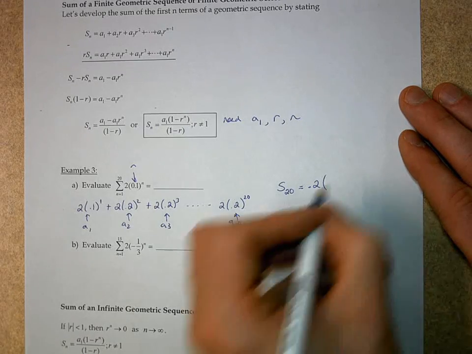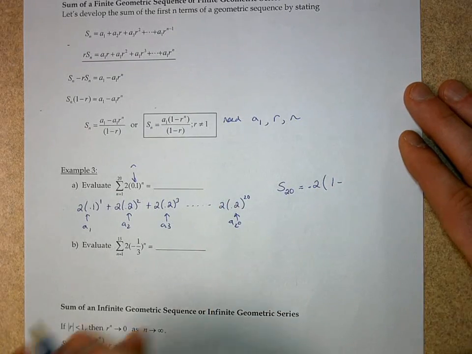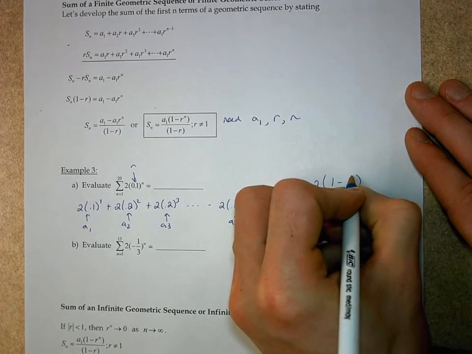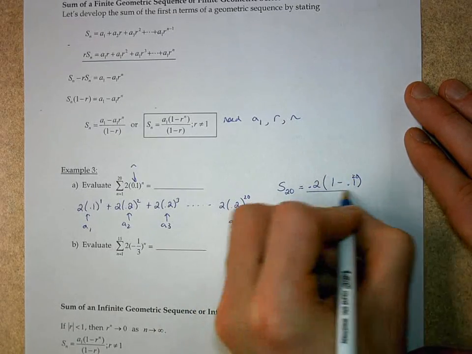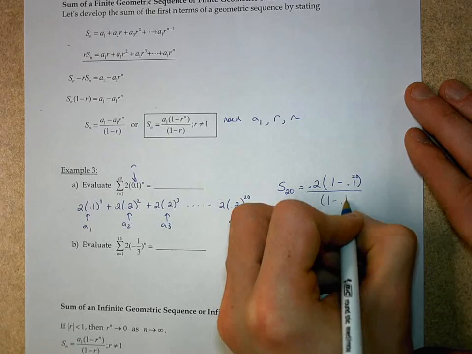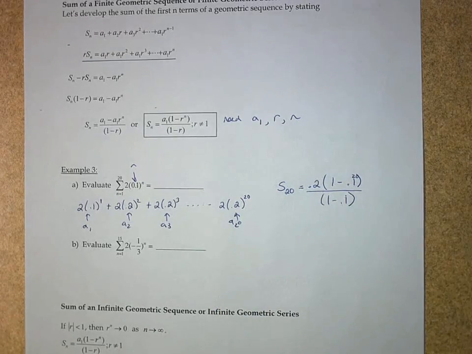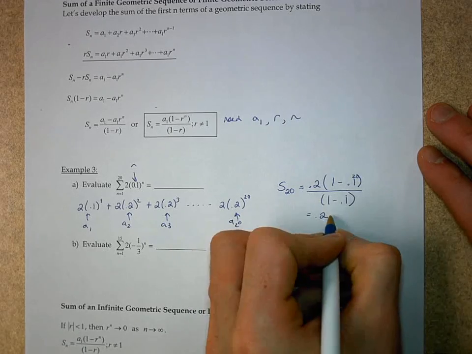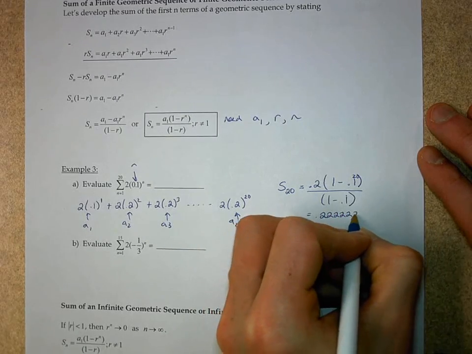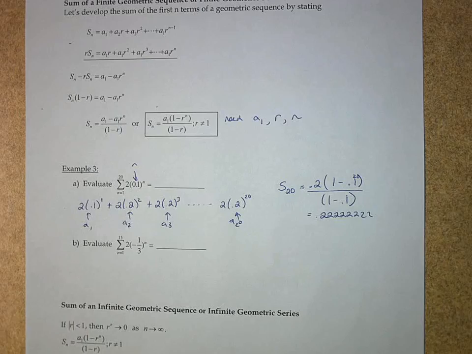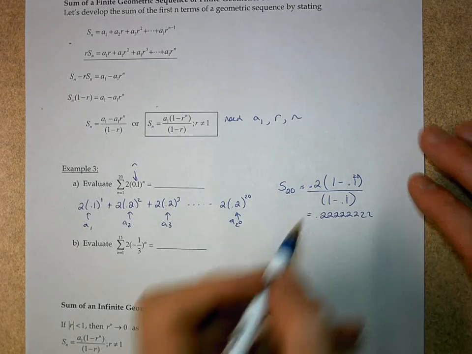And I need 1 minus my common ratio, the common ratio 0.1 raised to the 20th, all over 1 minus 0.1. And we'll plug all that into our calculator. When you plug all that into your calculator, you get that this is equal to 0.2. And there's a bunch of 2's there, so it looks like it's 0.2 repeating.